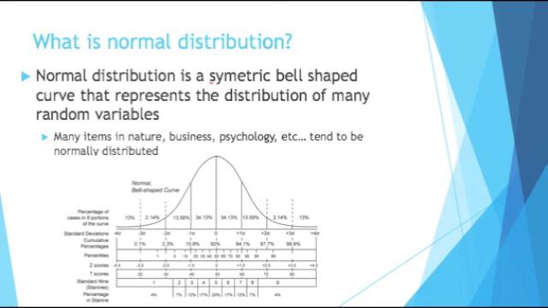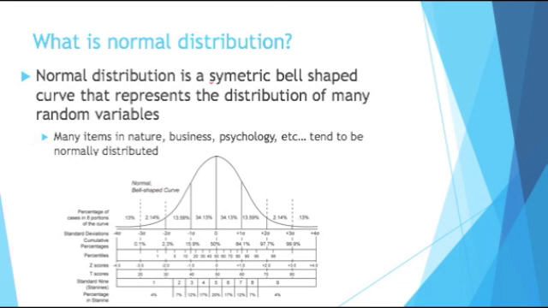Simply put, normal distribution is a symmetric, bell-shaped curve that represents the distribution of many random variables. So distribution is just where the random variables are. Are they high values, low values, small, medium? It's important to note that the shape of the curve is symmetric. So there's a picture of it on this slide.